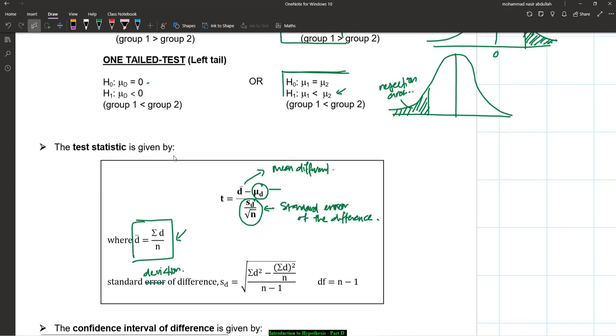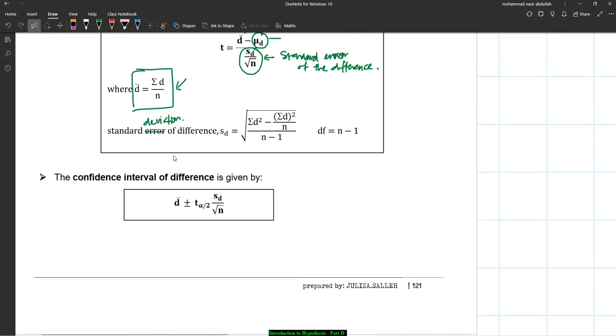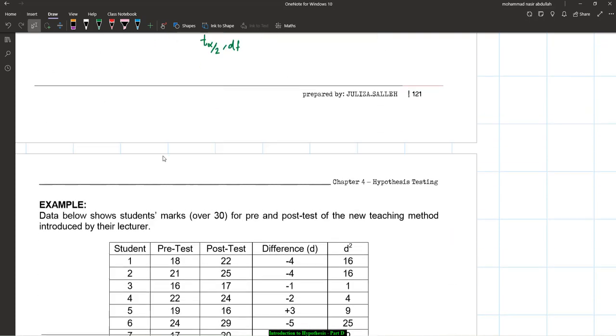Right? So then, as we already learned in previous chapter number 3, the confidence interval for the difference is given by the mean difference plus minus t alpha divided by 2 with degrees of freedom. So never forget the degrees of freedom, alpha divided by 2 with degrees of freedom, and multiply with the standard error. Standard error is the standard deviation of the difference divided by square root of n. Right, so make sure you make a correction on this sentence. The standard error of the difference should actually be the standard deviation of the difference.